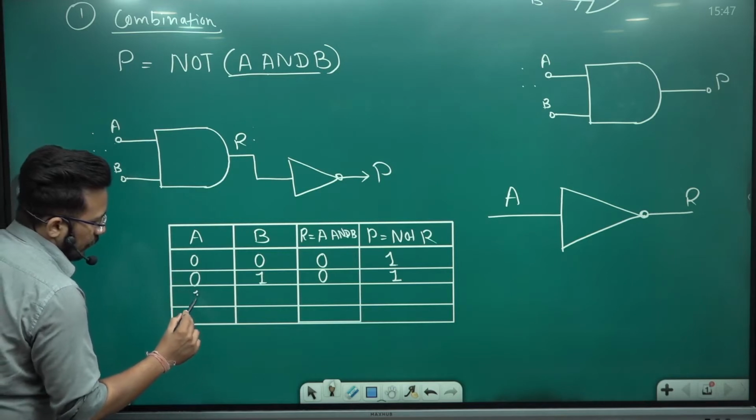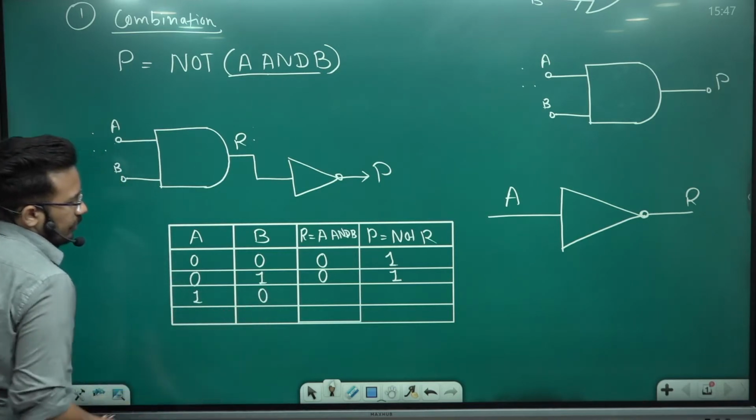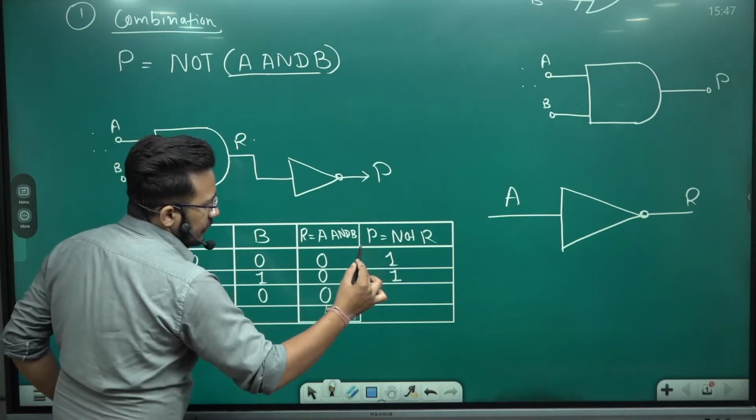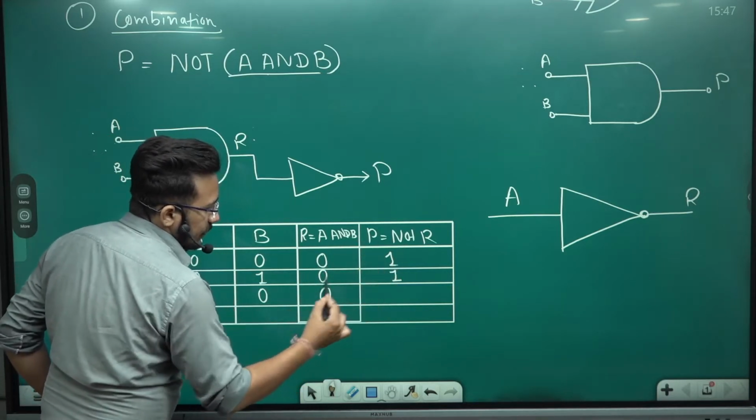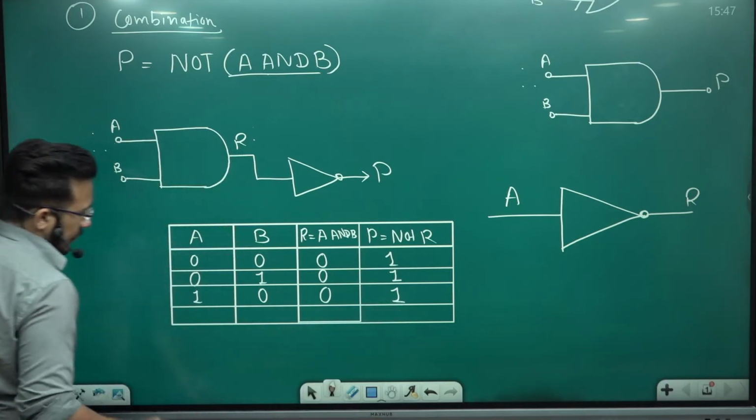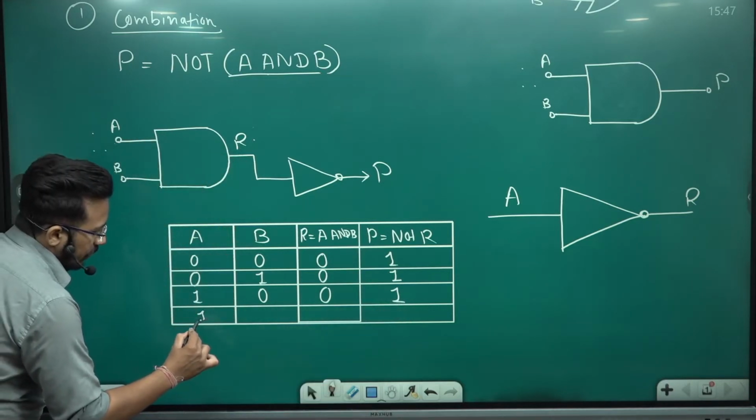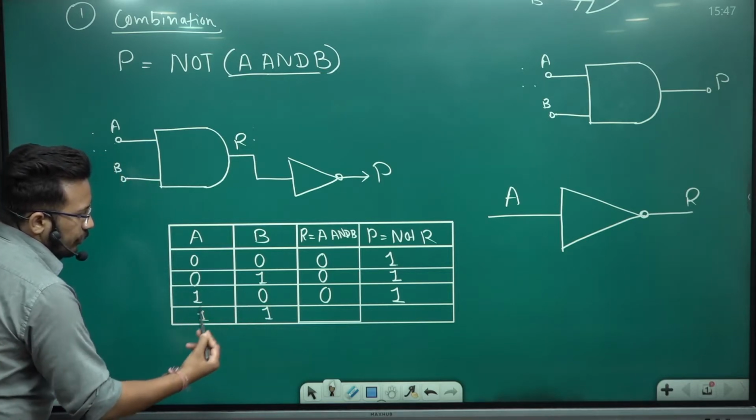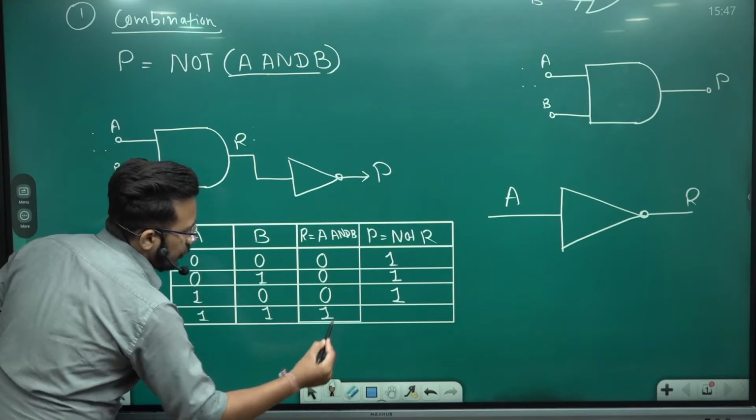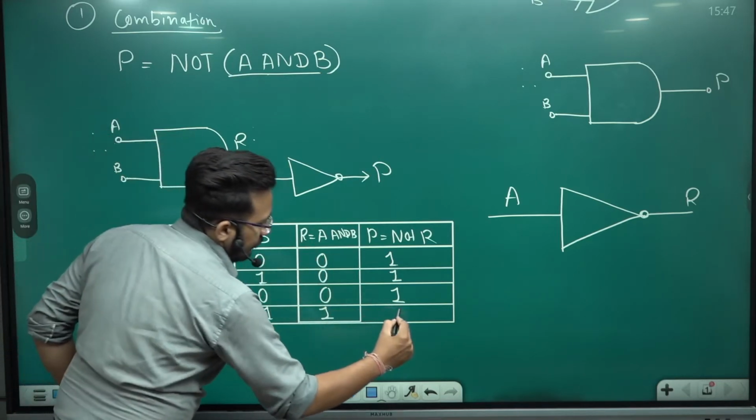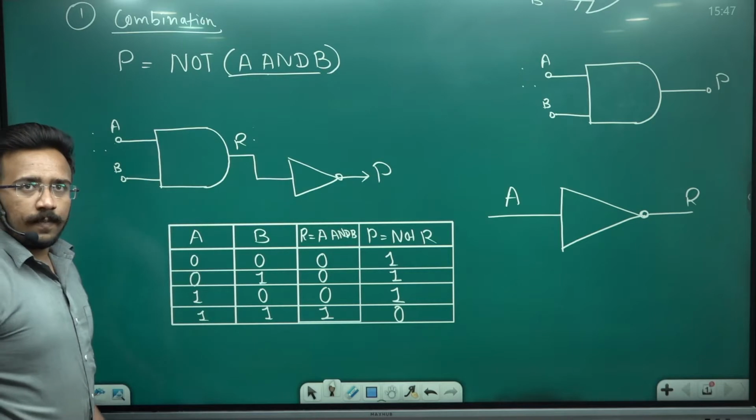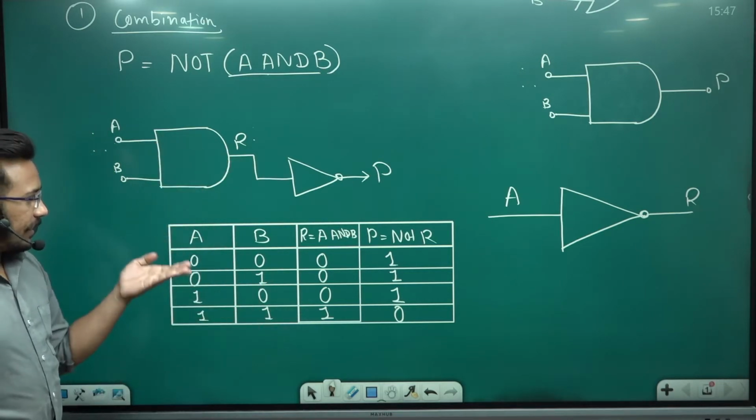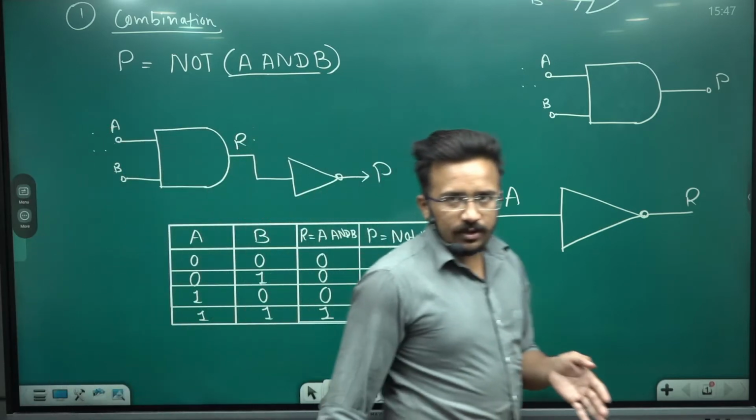Again 1 here, 0 here. In this also the resultant will be 0, and not R, the resultant P, will be 1. Here again 1 1. In this case, 1 1, true true, will give true, and the resultant will be 0. Okay, so this is the truth table for this particular logic, this combination of steps.